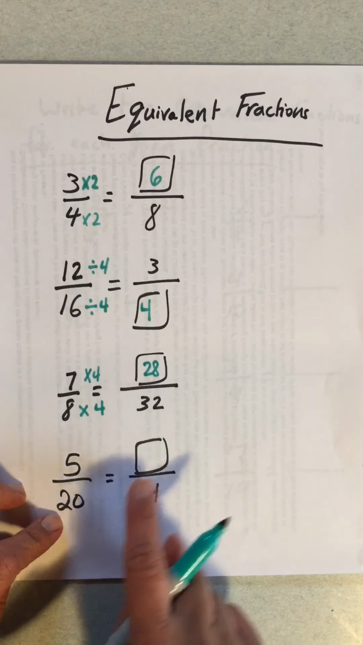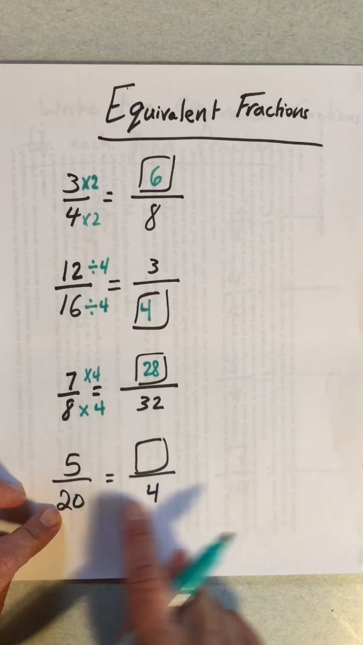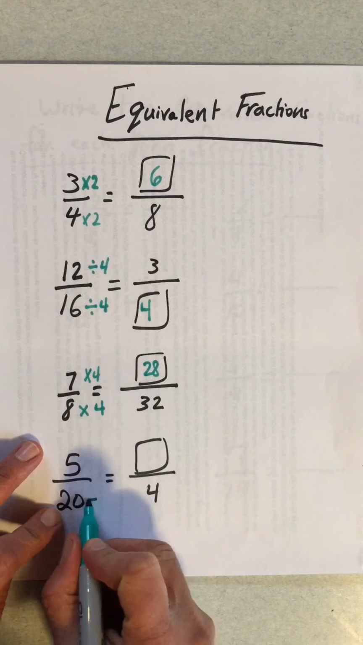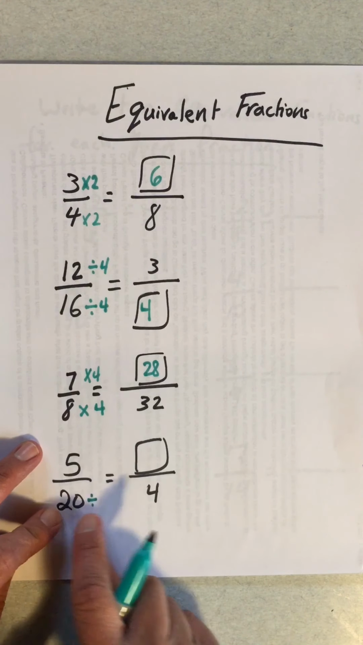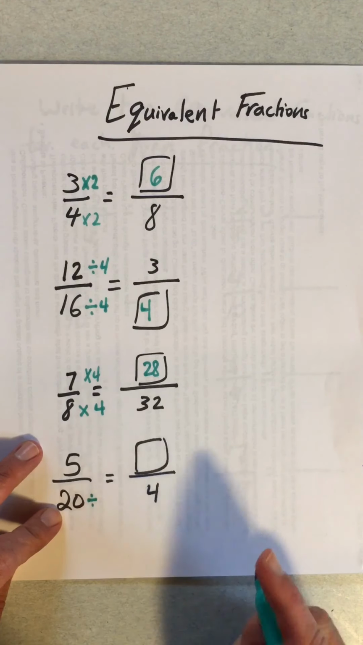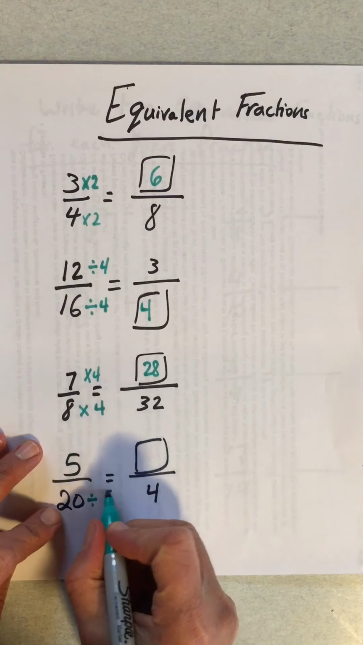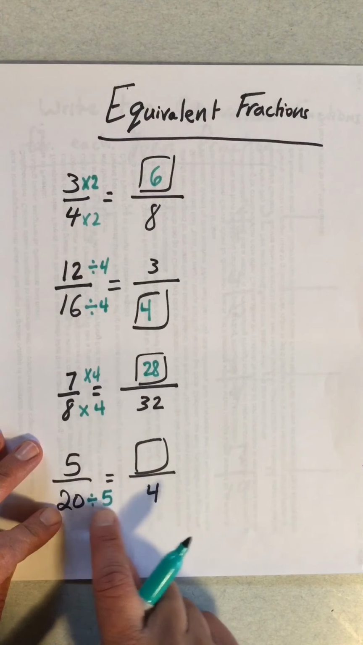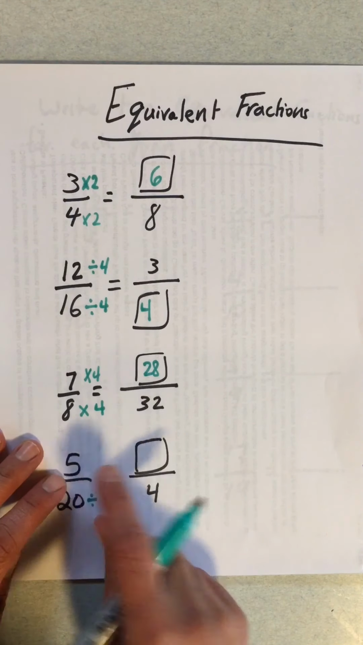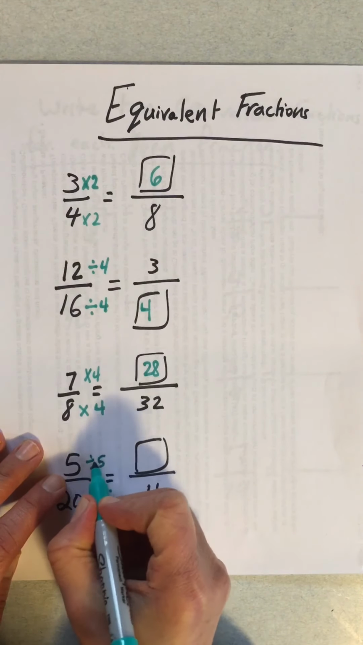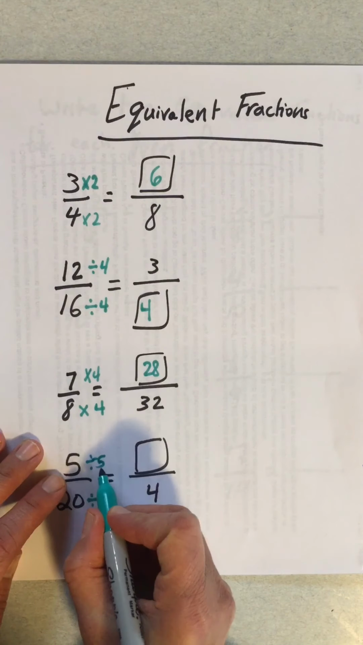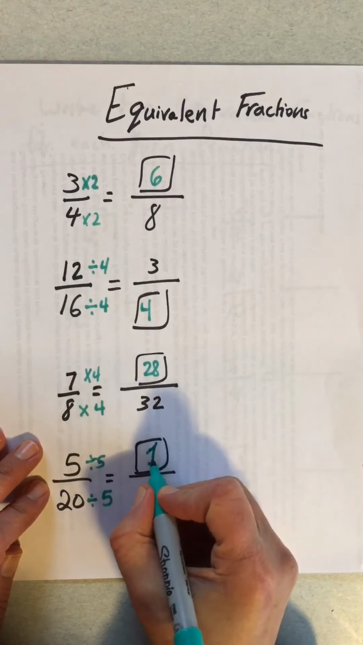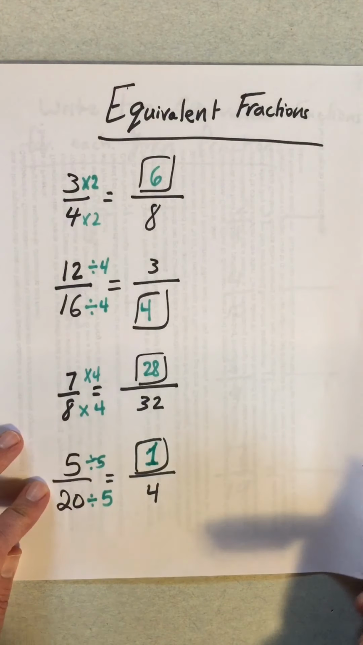Here's 5 over 20, something over 4. Look at the 20, and it became a 4. 4 is smaller than 20. This is division. 20 divided by something gives me 4. 20 divided by 5 gives me 4. If I divide the denominator by 5, I divide the numerator by 5, and 5 divided by 5 is 1. 5 over 20 is the same as 1 over 4.